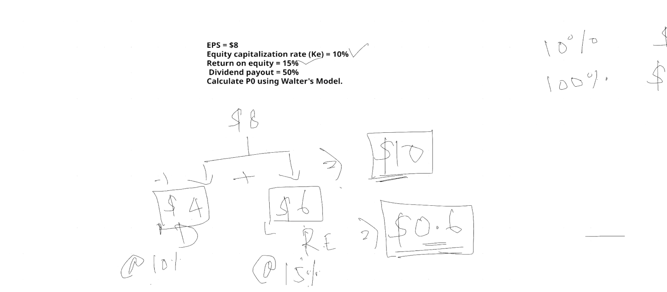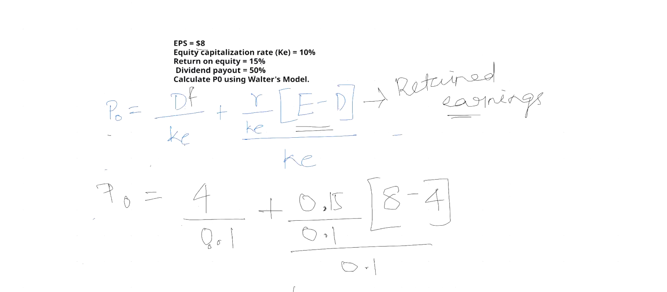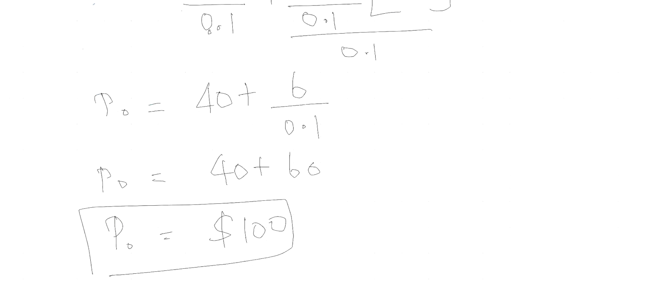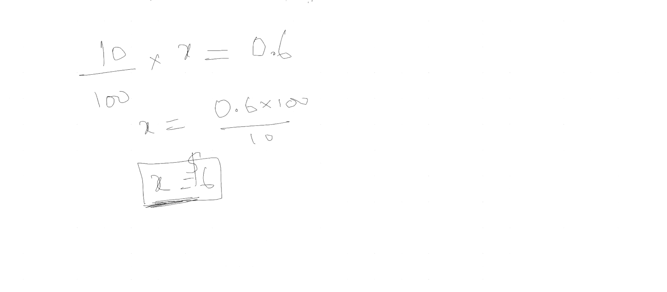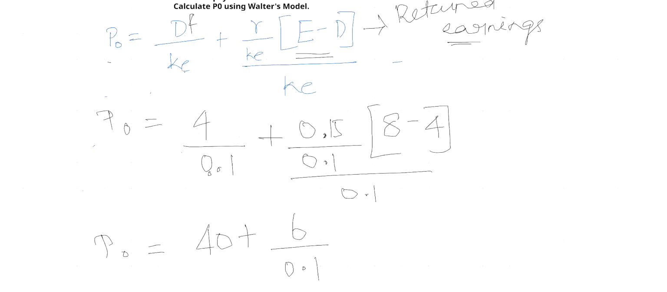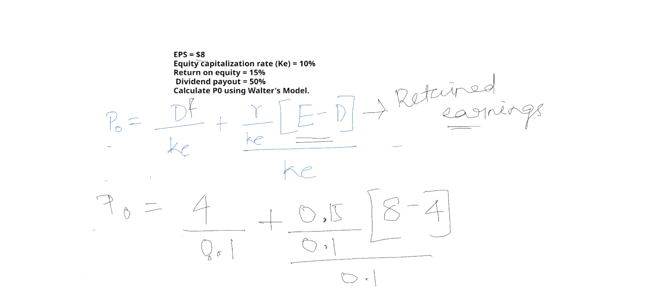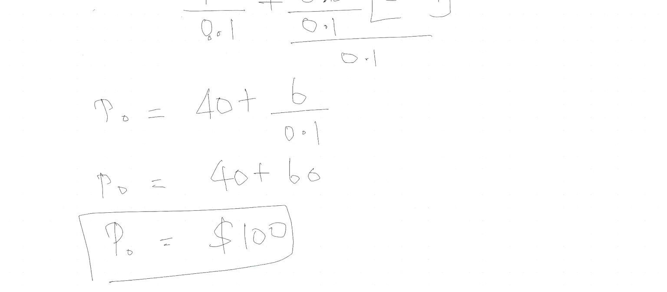And then again, what are we doing? We are dividing that 0.6 by KE. So 0.6 by 10%, we get $6, right? So here we got that $6, and it is all divided by KE. So this 4 is divided by KE. So 4 by KE 0.1 is 40. And then the numerator, $6 divided by 0.1 KE, is 60. So 40 plus 60, we get $100 as the price of the share.